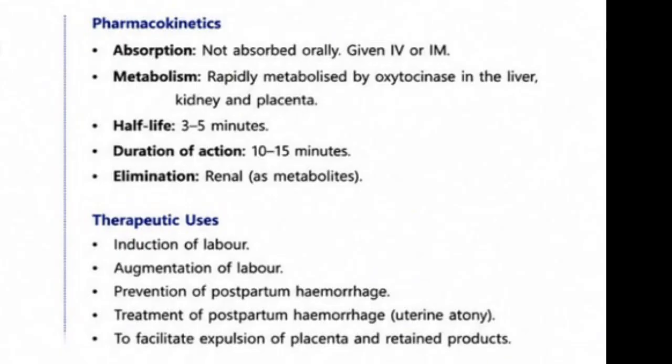uterine arteries, decreasing bleeding, because after CS, sometimes there can be internal bleeding. So the use of oxytocin helps to vasoconstrict, contracting the muscle which clamps on the uterine blood vessels, decreasing blood loss. It is used in the treatment of postpartum hemorrhage, which you have talked about, and also to facilitate expulsion of the placenta.